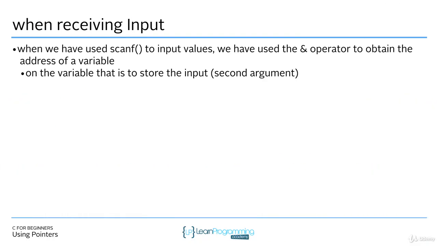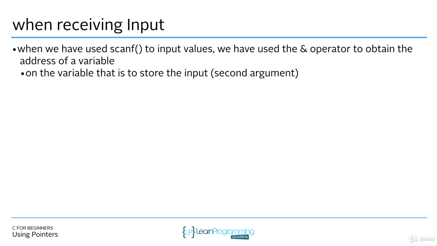So how about when we receive input? How can we use pointers in that way? So far when we've used scanf to input values, we have to use the ampersand operator whenever we have an int or a float data type. The only time we haven't is when we had a character array. And the reason for that is because the character array actually is a character pointer, which we're going to talk about. But if we use scanf to input values on normal data types that aren't character arrays, we've always had to use this address of operator.